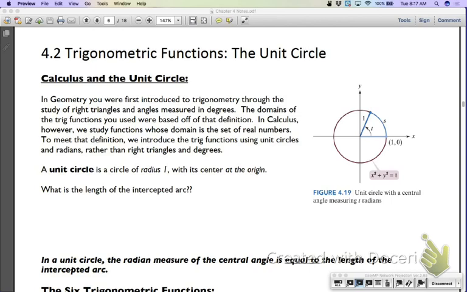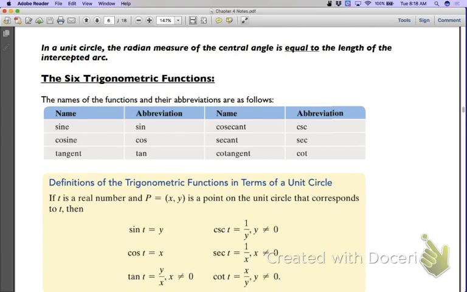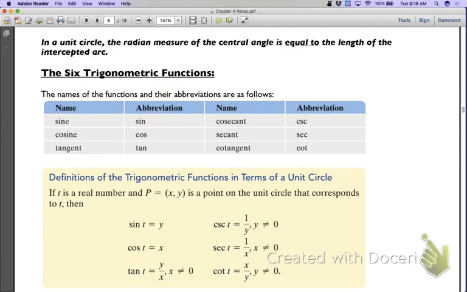Okay? So we talked about theta, depending on what it was, whether your theta was in radian measure or in arc length, where you took the arc length and divided it by your radius, back in section 4.1. The big part, whenever we deal with radian measure, is when the central angle is equal to the length of the intercepted arc.